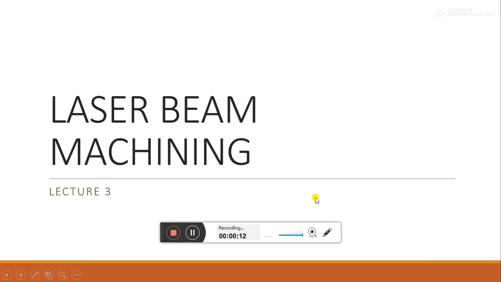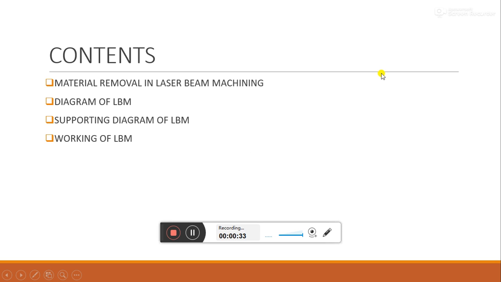In the previous lectures, in the first lecture I gave a brief introduction about what laser beam machining is and how the lasing action happens. In the second lecture I gave some ideas about different kinds of lasers, the classification of lasers, and the attributes of the laser beam. Now, the contents of lecture 3 are material removal in laser beam machining, diagram of laser beam machining, supporting diagram of laser beam machining, and working of laser beam machining.